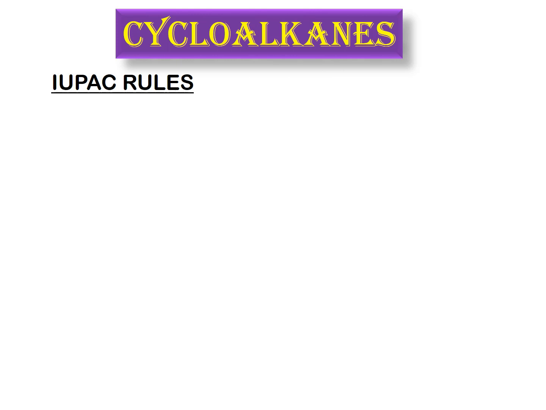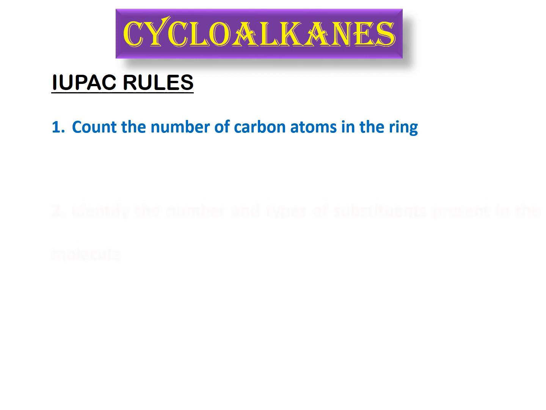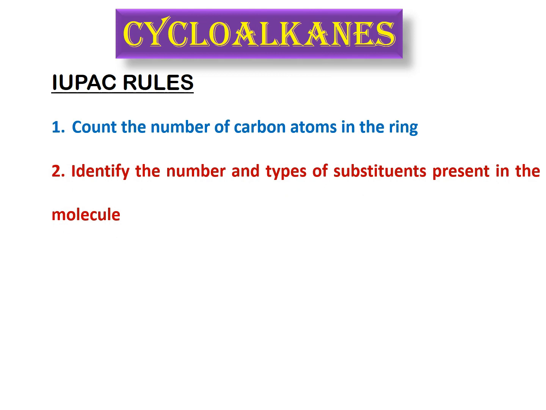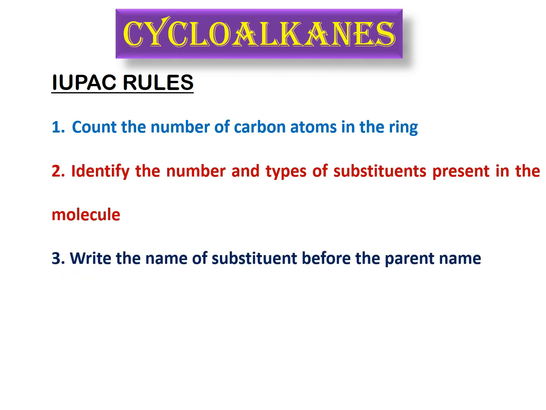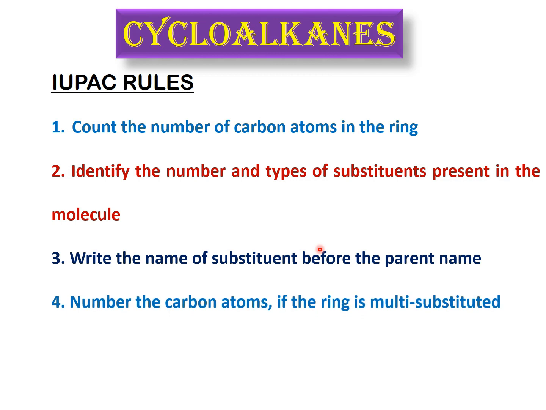So I'm going to repeat the basic IUPAC rules that have to be followed in naming cycloalkanes. The first rule is to count the number of carbon atoms in the ring. And when you have the number of carbon atoms, you just add the prefix before the name of the corresponding alkane, so it becomes a cycloalkane. If you have substituents present, you have to identify the type and number of substituents present in the molecule. And then if it is a monosubstituted cycloalkane, you just write the name of the substituent before the parent name, and that is the complete name of the molecule.